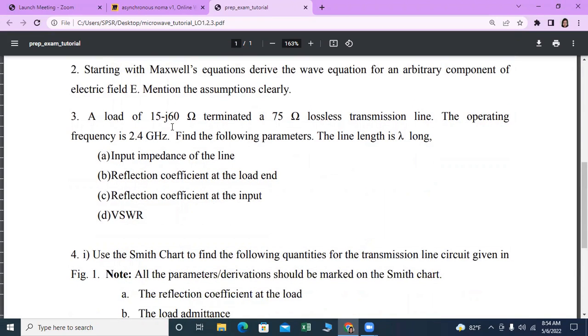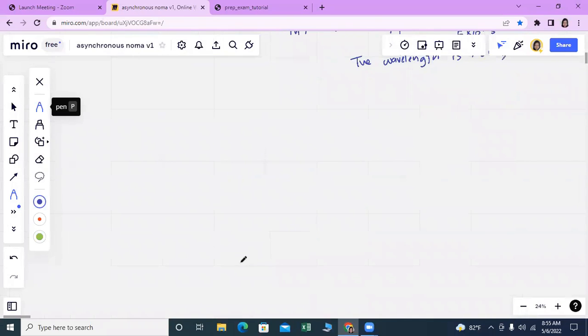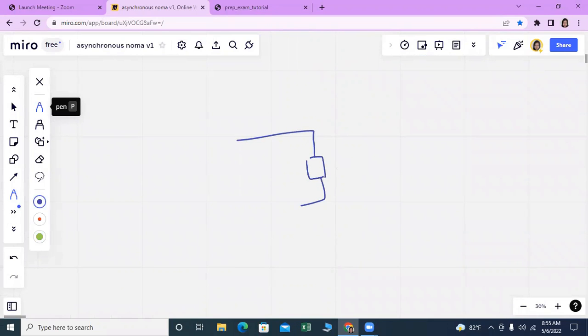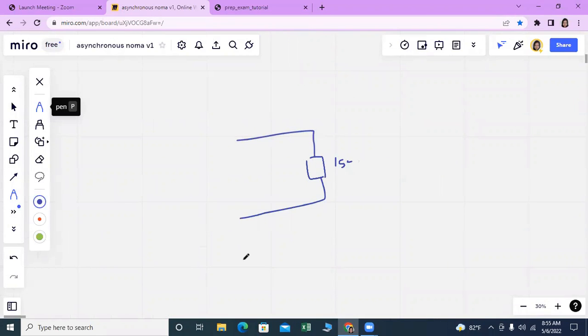A load of 15 minus 60j terminated 75 ohm lossless transmission line. The operating frequency is 2.4 gigahertz. Find the following parameters. The line length is lambda long. So the input impedance of the line. So we have to draw the transmission line circuit diagram. So there's a certain load at the end of the transmission line, and we have to write all the values in this diagram, and the length of the line is going to be lambda.